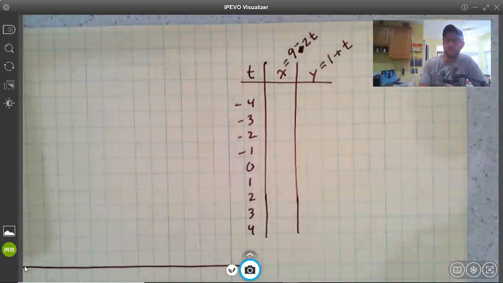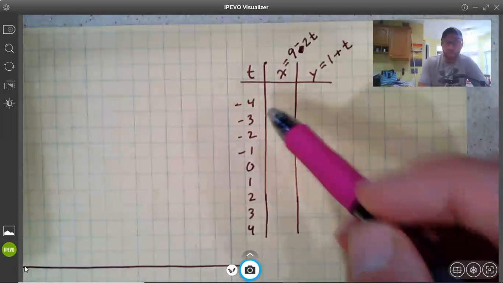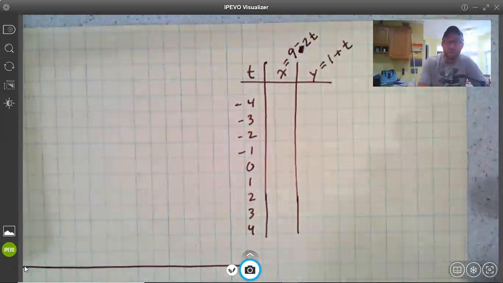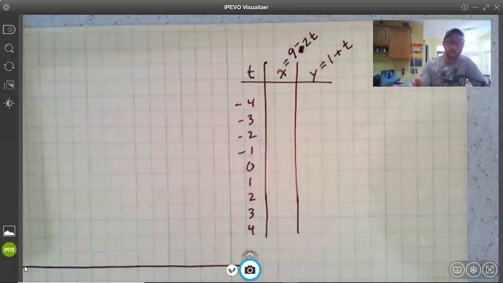Now, this is very similar to those bug problems we did earlier, with the exception that in all those problems, t was time, and so it didn't really make any sense to have negative values for t. So here t is just another input variable, and it can have negative values. It's not necessarily time. All right, so let's take a look.